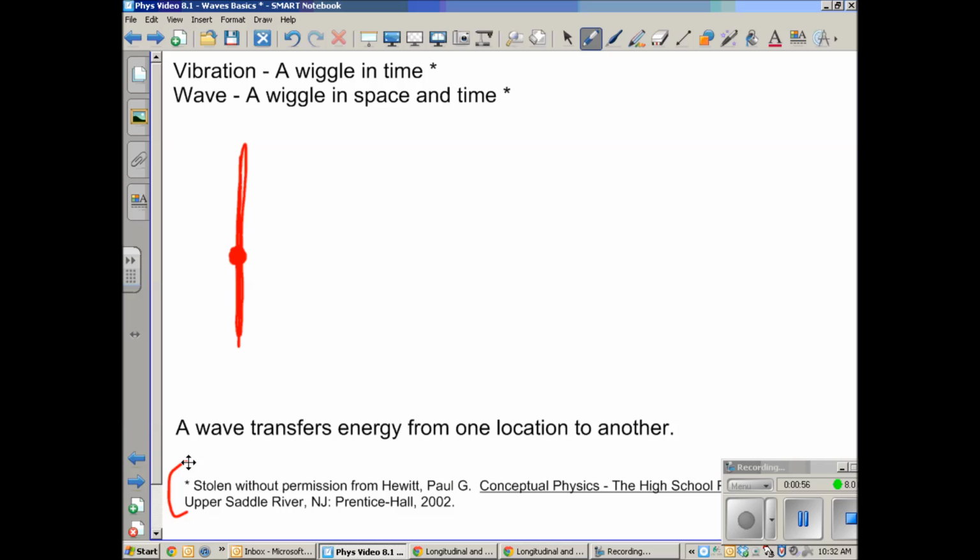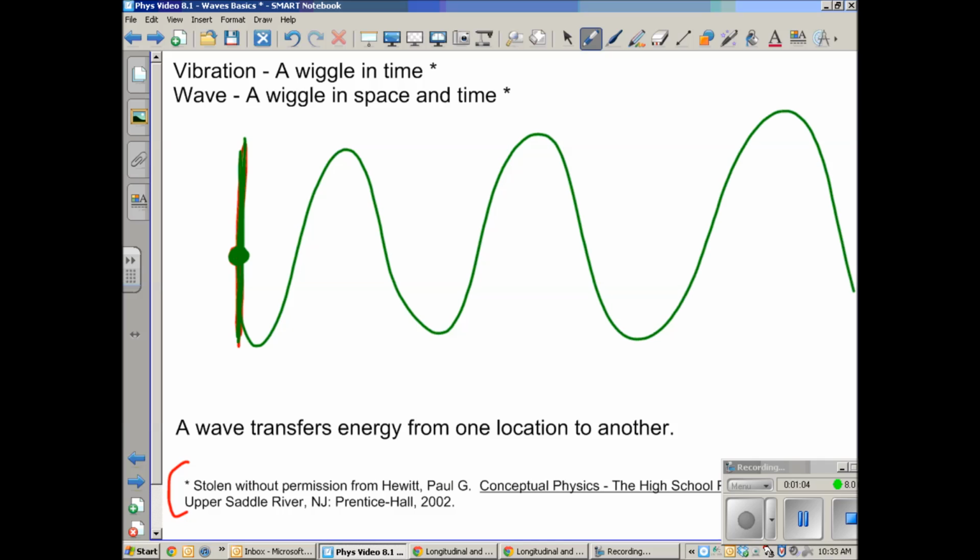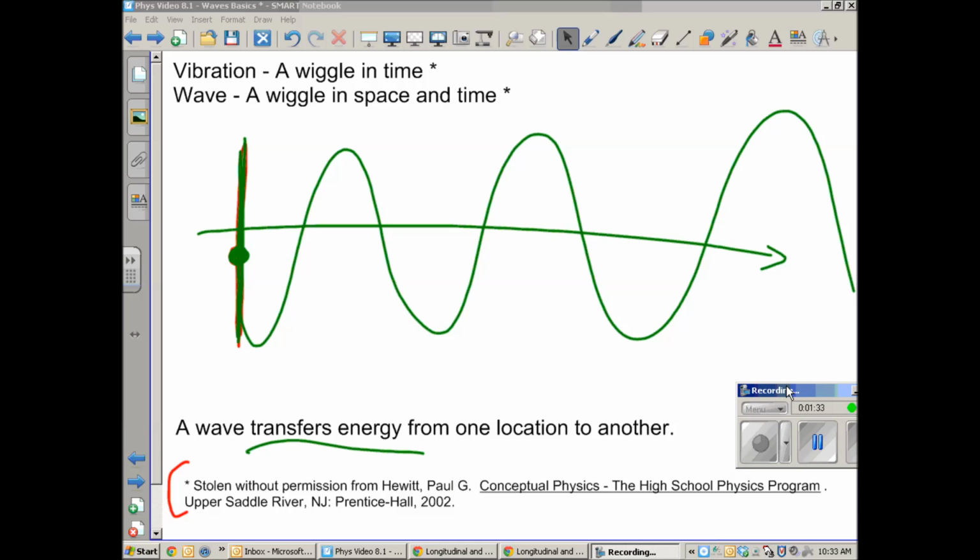Now, a wave is the same thing. You've got this particle that's going to vibrate back and forth, but as it does it, it travels through space, giving you this kind of thing. So that's the main difference between a vibration and a wave, is that the wave transfers energy from one location to another. In this case, the energy is traveling this way, as the particle is vibrating up and down. But the point is, you've got these vibrating particles, and because of those vibrating particles, it carries energy through space. All right, so that's the main difference between a wave and a vibration.